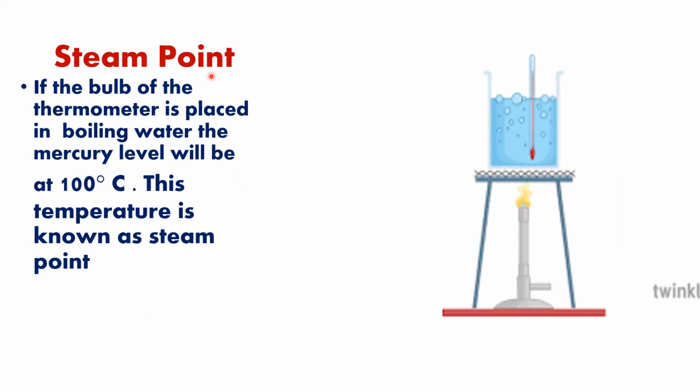Now what is the steam point? If the bulb of the thermometer is placed in boiling water, the mercury level will be 100 degree. This temperature is known as steam point. So here you see this mercury level has risen up and it is showing 100 degree Celsius or centigrade.